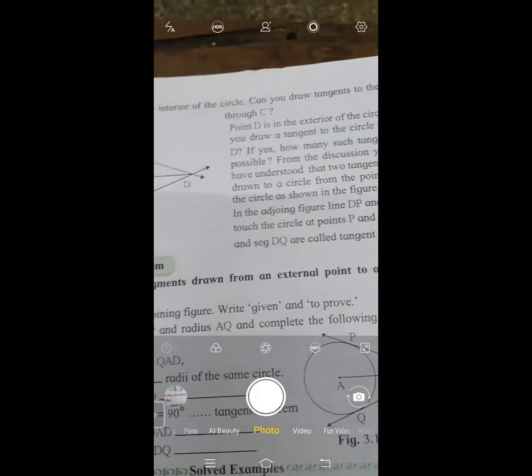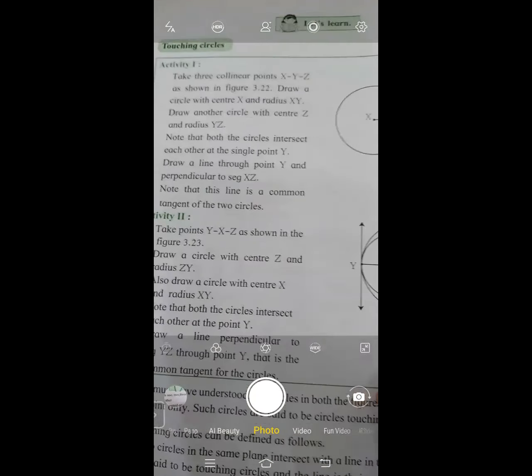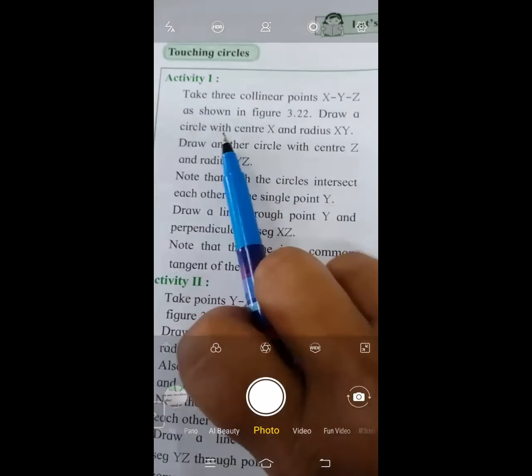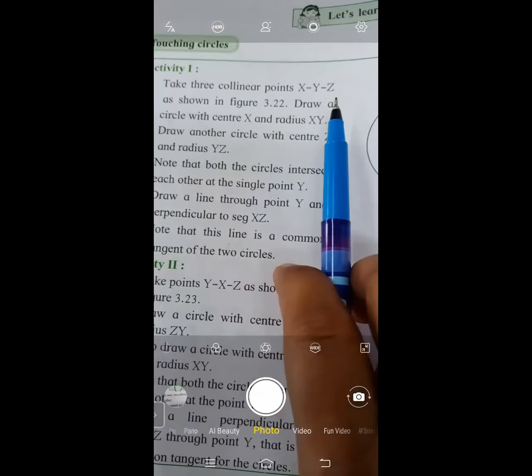We are going to learn the topic touching circles. Touching circles are explained very well in your textbooks with the help of these two activities, so let's start with the activity. Take three collinear points x, y, z. Collinear means the 3 points which lie on the same line. You can see these are the collinear points x, y, z.